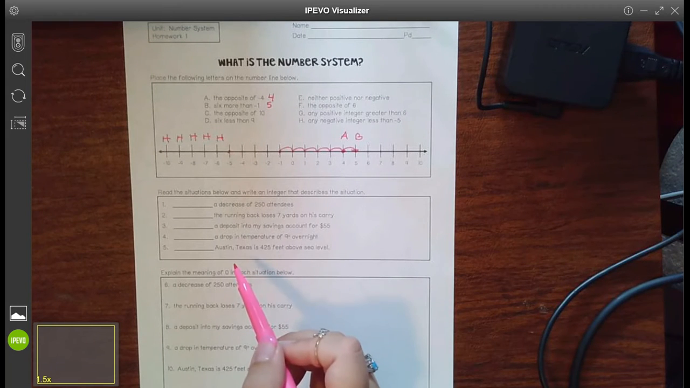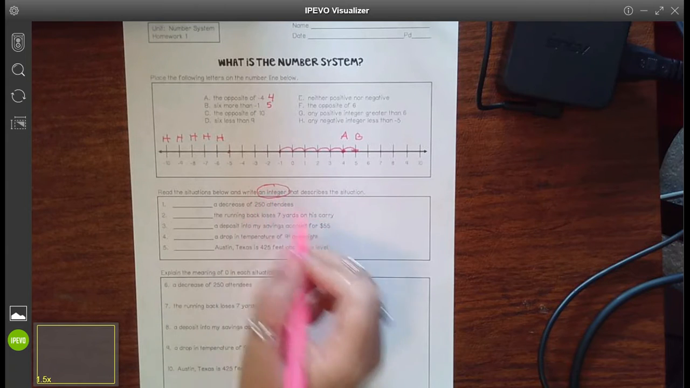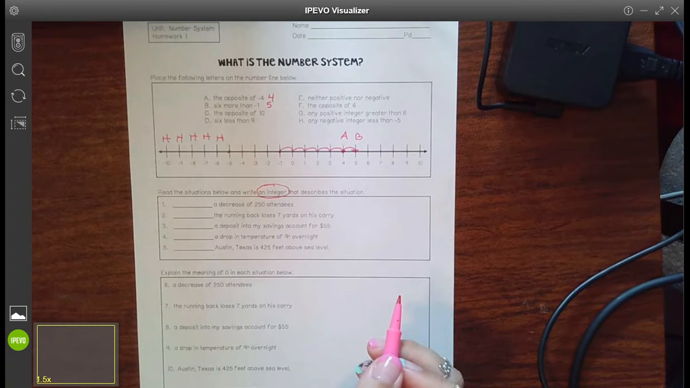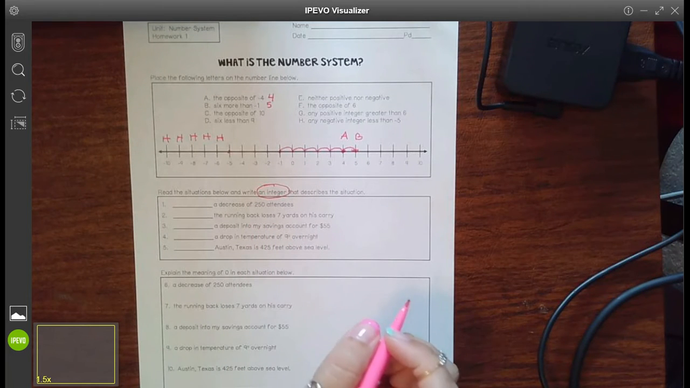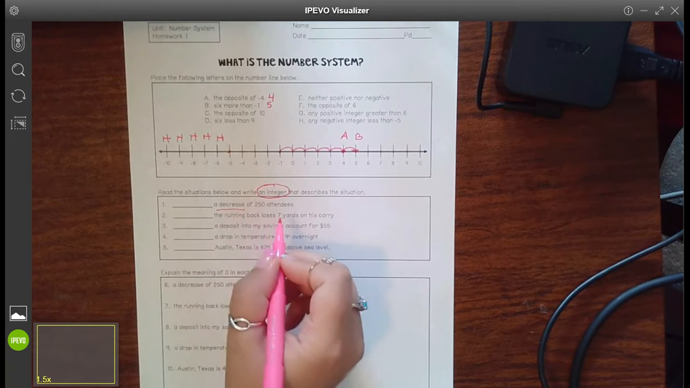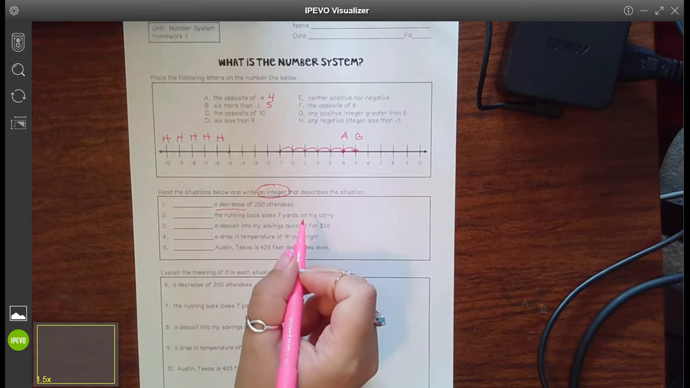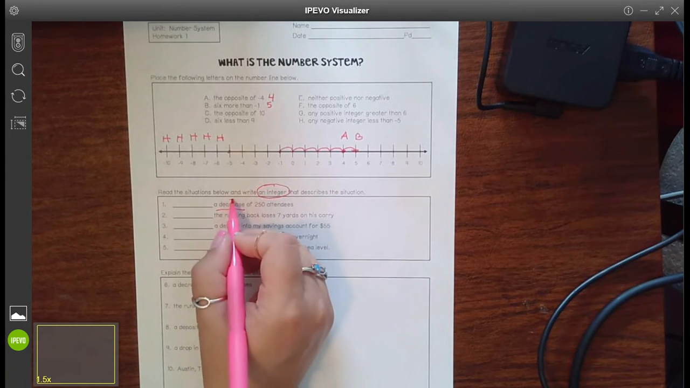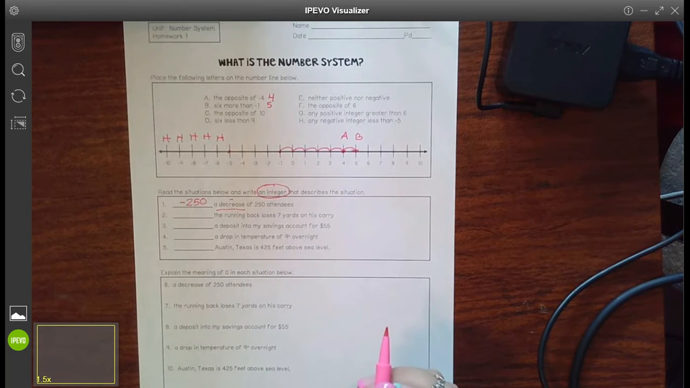Okay, for this section, what they want you to do is you're going to write an integer, so that's meaning a positive or negative whole number, describing this situation. So look for those key words. If you see a decrease of 250 attendees, is that a plus or minus 250? Decrease is negative, so it went down 250 attendees.